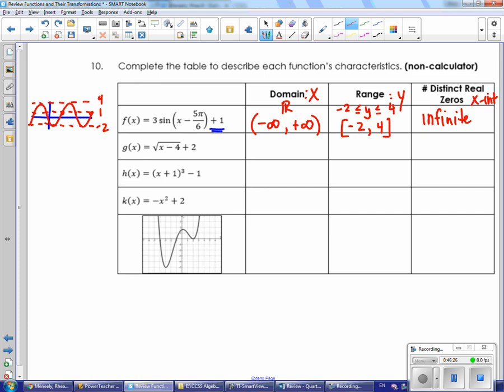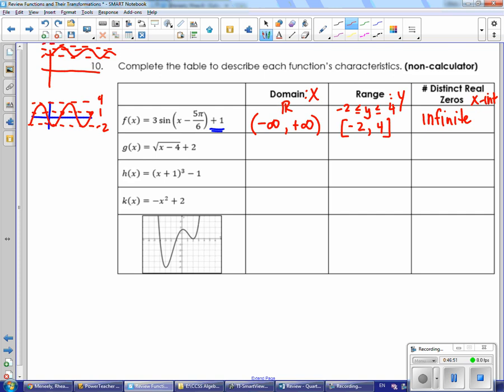Okay, but some periodic functions won't cross the x-axis at all. Imagine if my midline was at like 6 and my amplitude was only 1. It's possible to have a periodic function that doesn't cross the x-axis at all. And so in that case, there would be no real zeros. It wouldn't cross at all. Let's take a look at the next one.